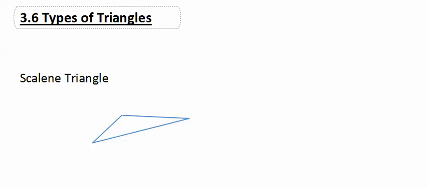In section 3.6, we will be looking at different types of triangles. The first triangle that we will be talking about is a scalene triangle. A scalene triangle is defined as a triangle in which no two sides are congruent.